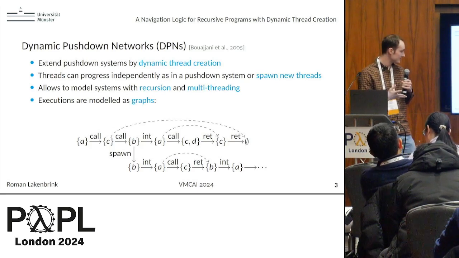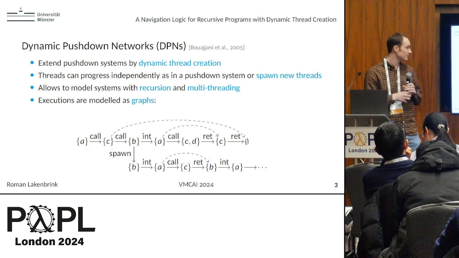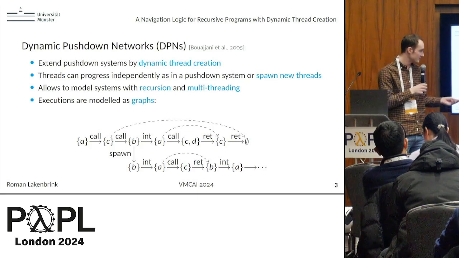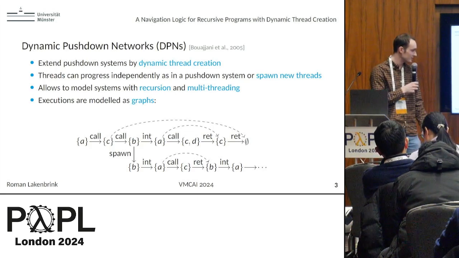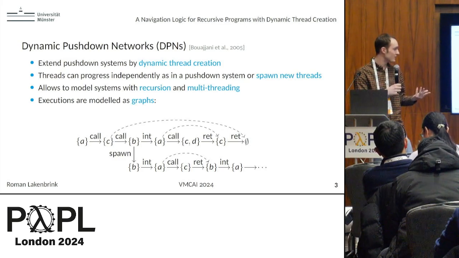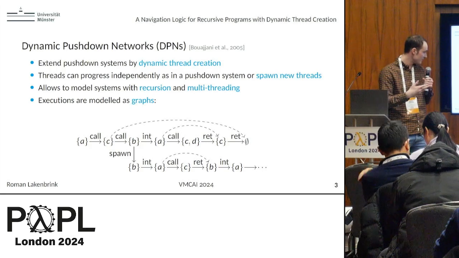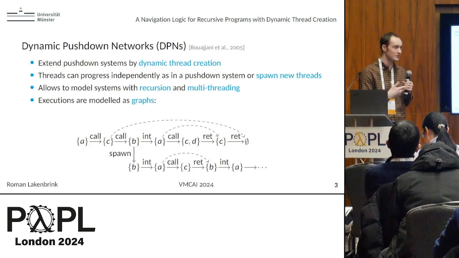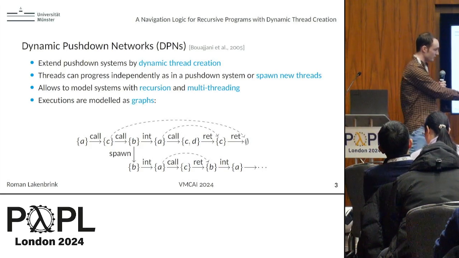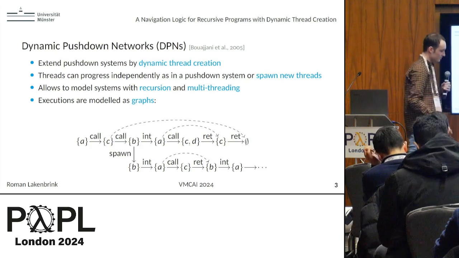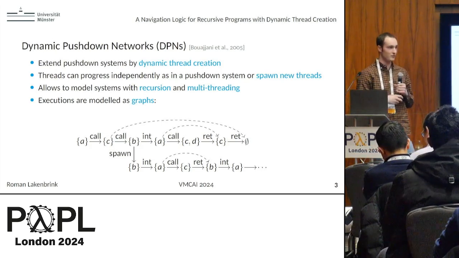Moreover, as in nested words, we also use nesting edges, which are depicted as these curved dashed edges here, to connect call actions with their matching return edges if they exist. And finally, when a thread spawns a new thread, we add a spawn edge, which connects the position where the thread is spawned to the first node of the new thread that is spawned here.